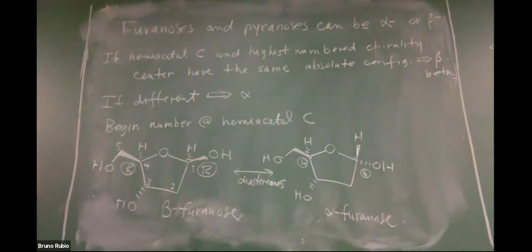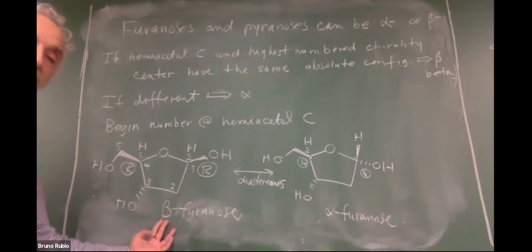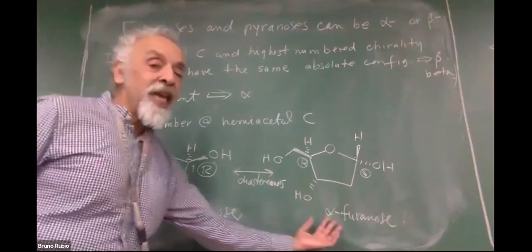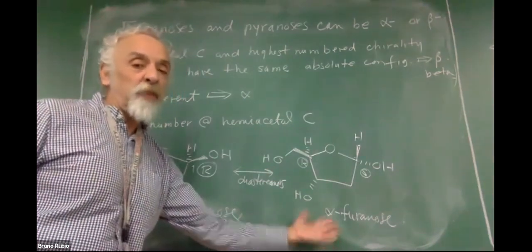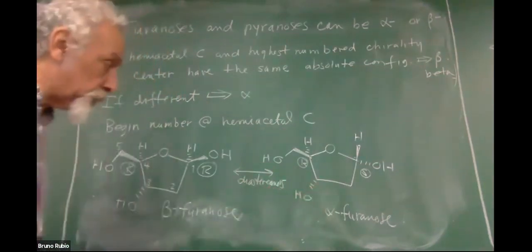And remember, diastereomers have totally different properties. And one of the great unsolved mysteries of biochemistry is why has Mother Nature chosen the beta furanose for DNA and never the alpha furanose? That's one of the great unsolved mysteries.